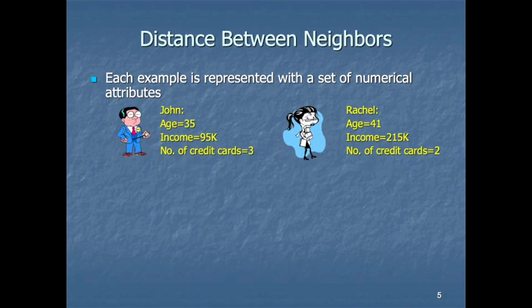As I mentioned, each example is represented with a set of numerical attributes. We have seen in the training examples that we had before that the training data is often represented in the form of a table with rows and columns, where the columns are your attributes. For example, this could be age, income, and number of credit cards. And here are your tuples, for example John, Rachel, and other instances. Now imagine a new instance arrives, for example Mona. We have the value of age, income, and credit score, and we want to predict the value here.